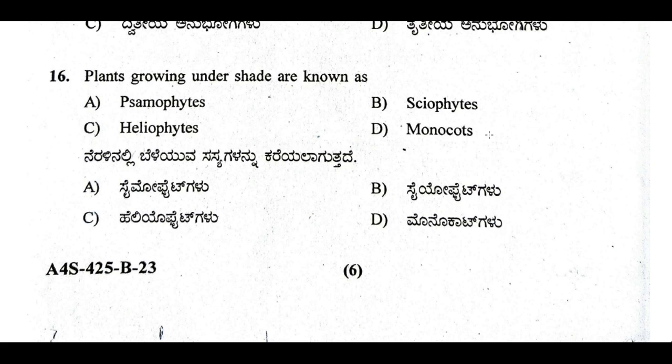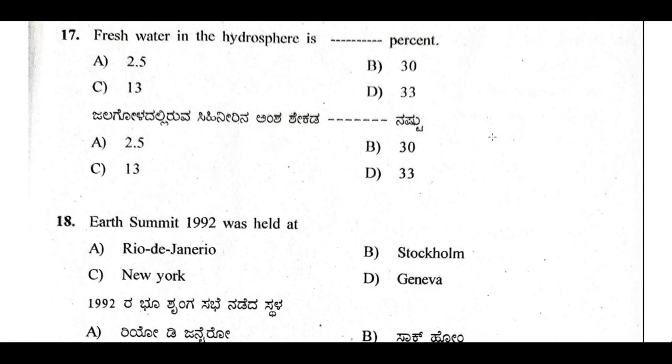Question number 17. Fresh water in the hydrosphere is dash percentage. So what is the percentage of fresh water in the hydrosphere? 2.5, 30, 13, or 33. So the right answer is option A, that is 2.5%, the fresh water percentage in the hydrosphere.